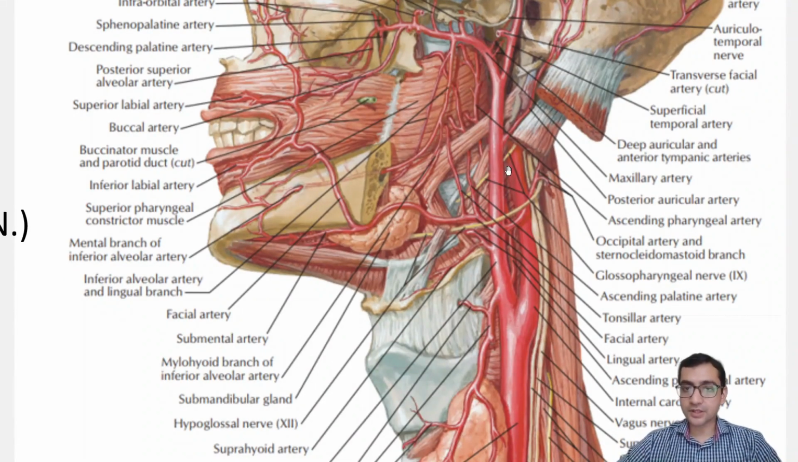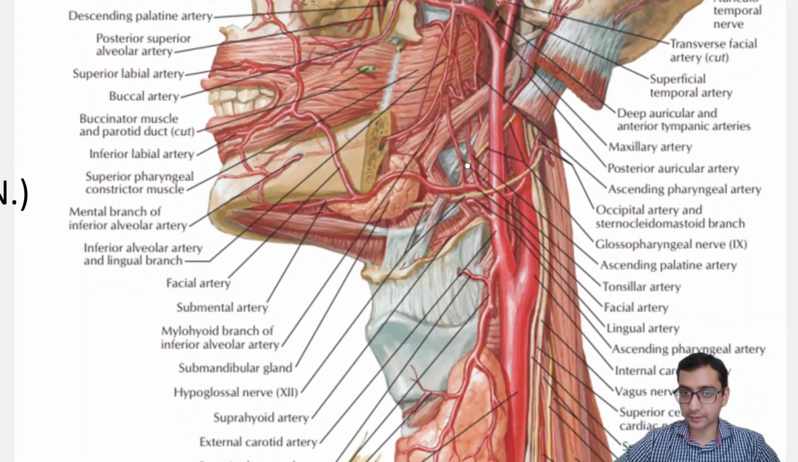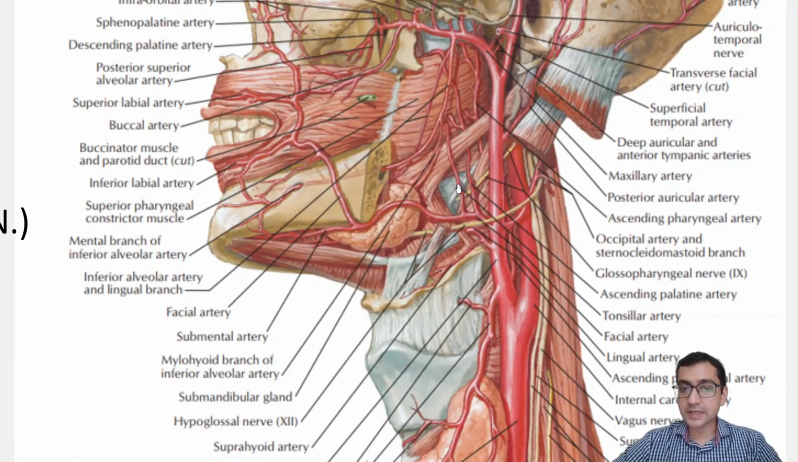I'm just naming them because they will be important to you when we're talking about the pharynx. So these are the branches that are going upwards. You don't have to remember the route in great detail. One of them is going to the palate, the ascending palatine artery, and one of them is going to the tonsillar bed.